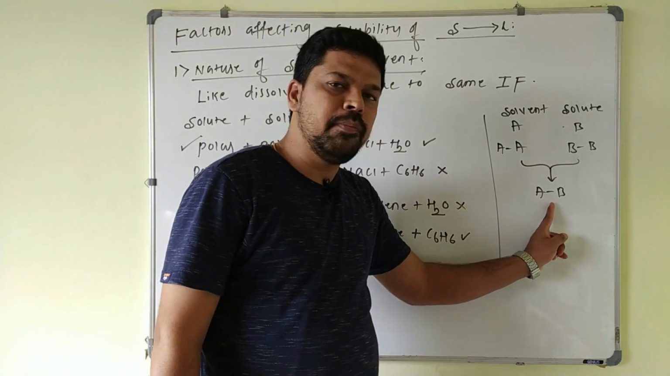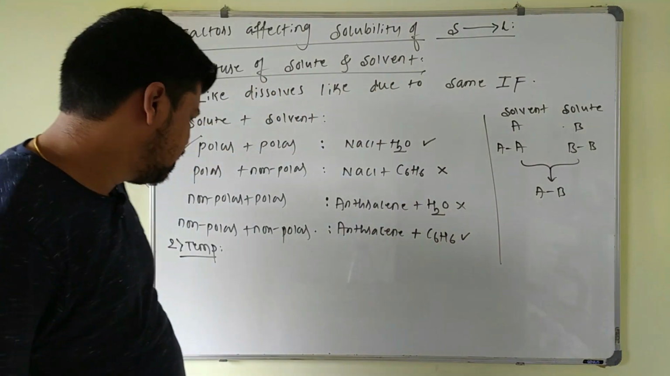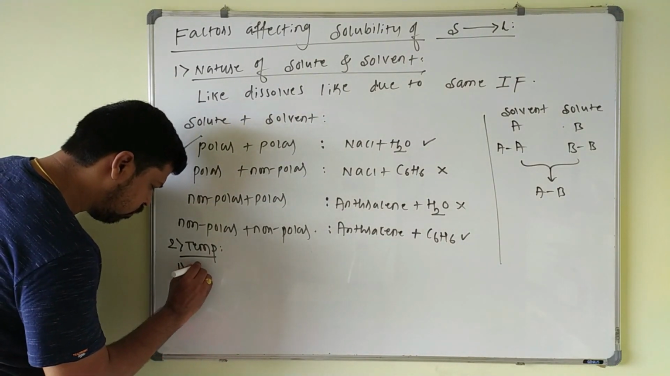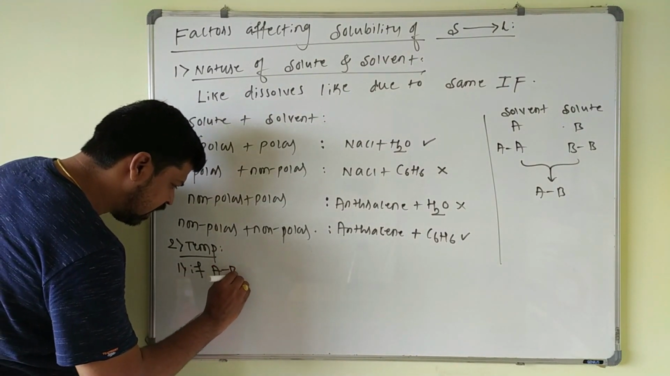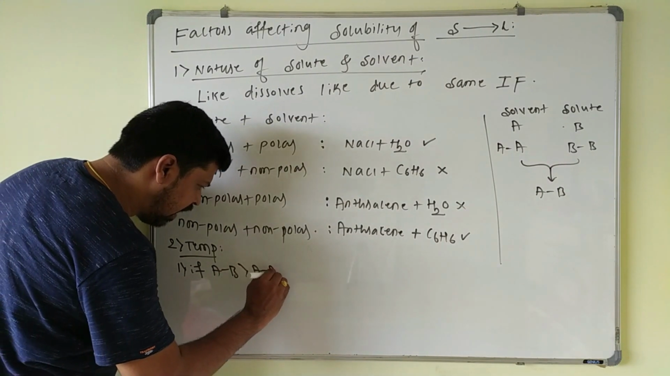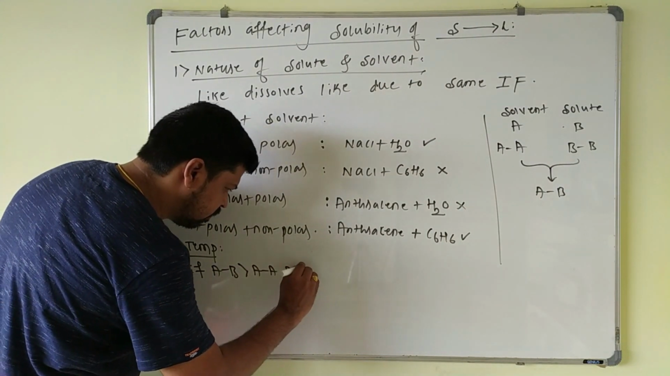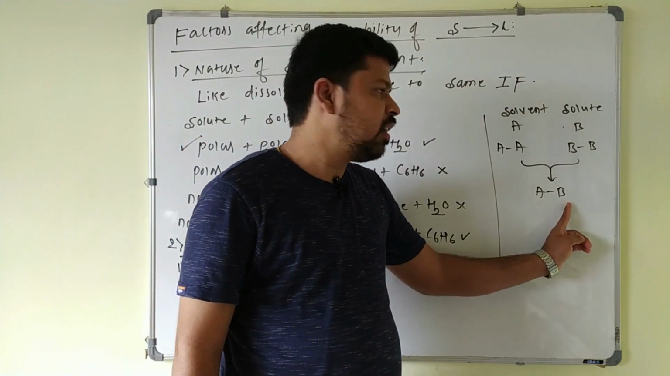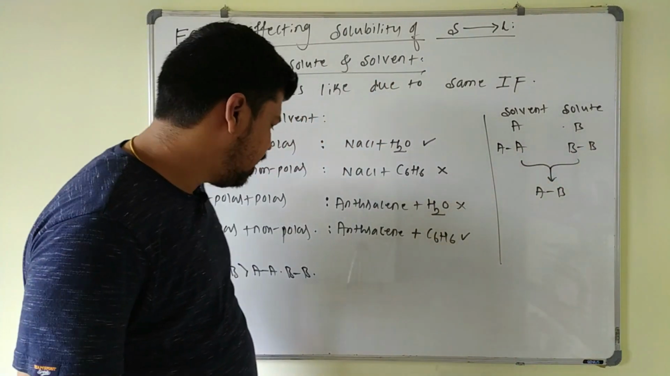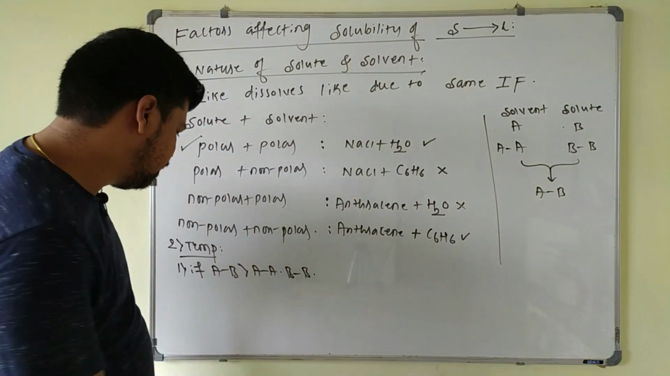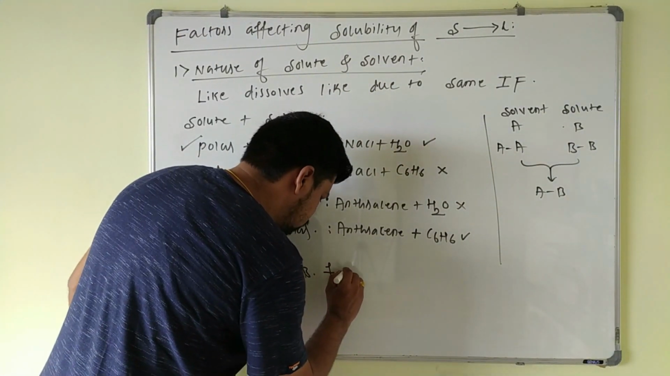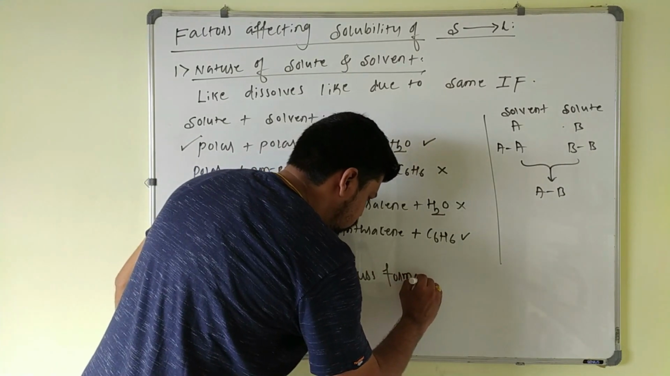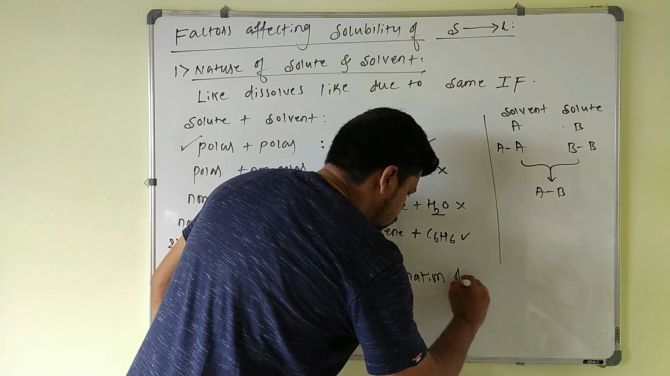So this is very, very important for the temperature effect. Suppose, first point I will write, if AB interactions are stronger than AA and BB interactions, if AB interaction, nothing but the attraction between A and B, is stronger than AA and BB, then it favors the formation of the solution.